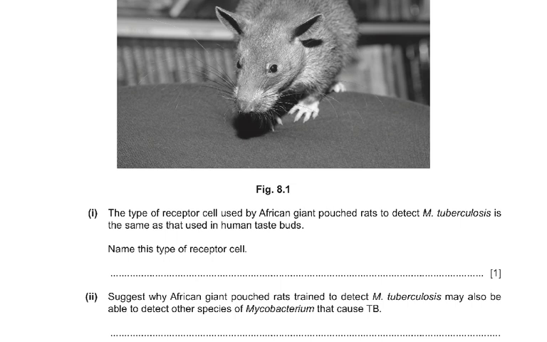The type of receptor used by the African giant pouched rats to detect Mycobacterium tuberculosis is the same as that used in human taste buds. Name this type of receptor cell. Chemoreceptor.